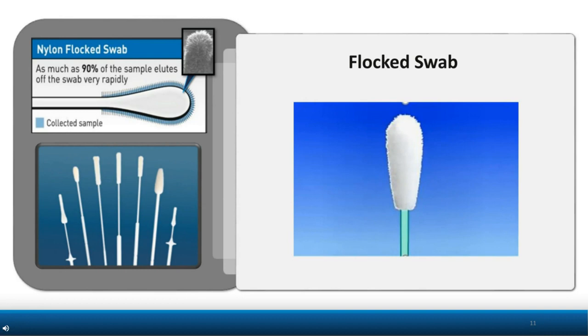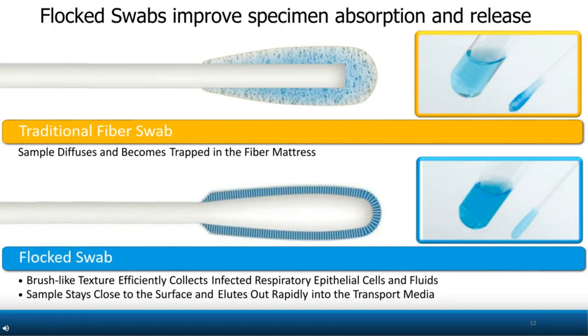And again, with the nylon flock swab, as much as 90% of the sample will elute out of the swab very rapidly. And again, this is because it doesn't have that mattress core that will maintain some of the specimen and not allow it to come back out. And that is shown in this slide.